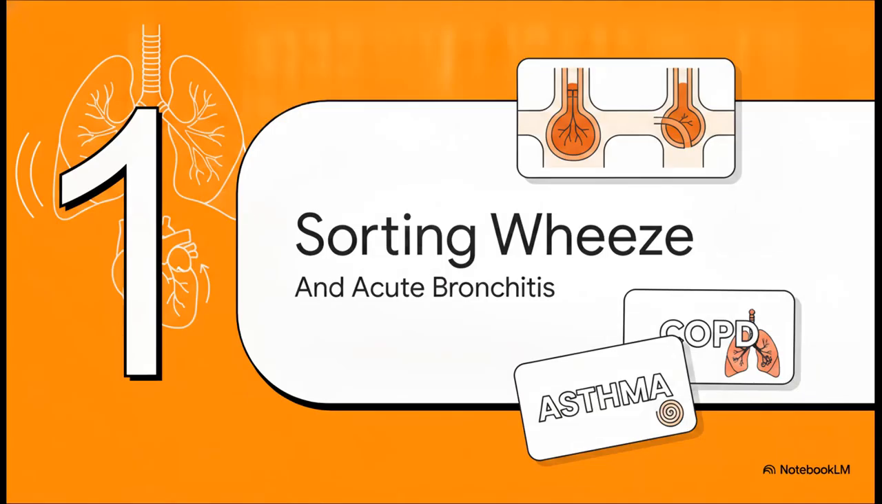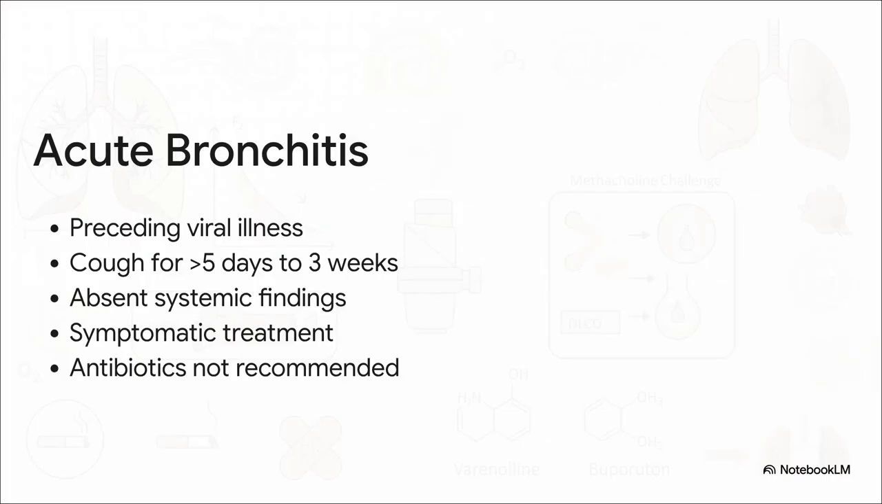Section 1. Sorting wheeze and acute bronchitis. Before we even think about diagnosing chronic diseases like asthma or COPD, we have to establish the differential diagnosis for a wheezing patient. We need to efficiently separate out things like acute bronchitis, congestive heart failure, pneumonia, anaphylaxis, vocal cord dysfunction, and pulmonary embolism. Let's start with acute bronchitis.